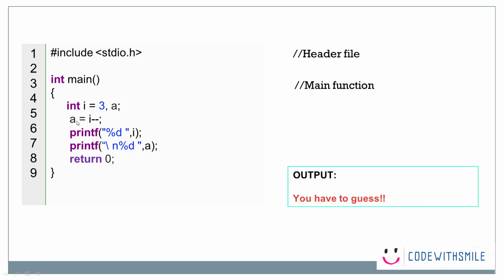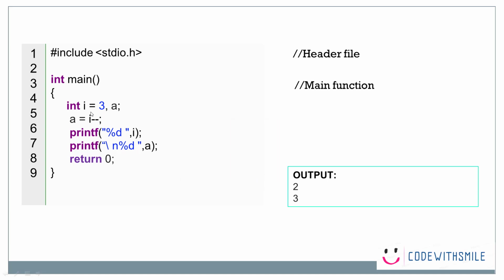In the second example, we can see that we have two integer variables I and a. The value of I is 3. In the second line, we have a equals I--. Here we have used the post-decrement operator. In the post-decrement operator, first the value of I is assigned to the variable and then it is decremented by 1. So now it's time for you to guess what's the answer. Kindly pause your video and answer me in the comment box.